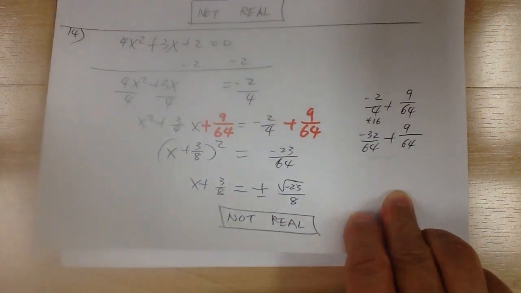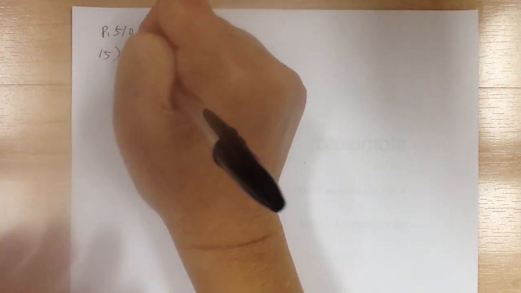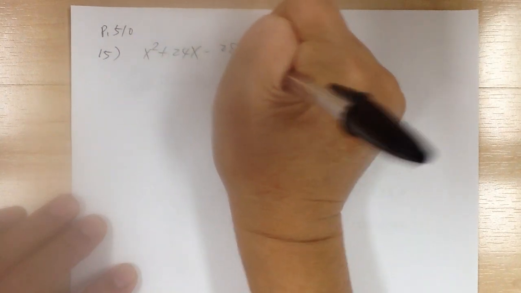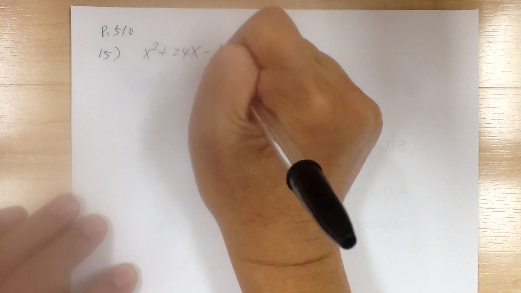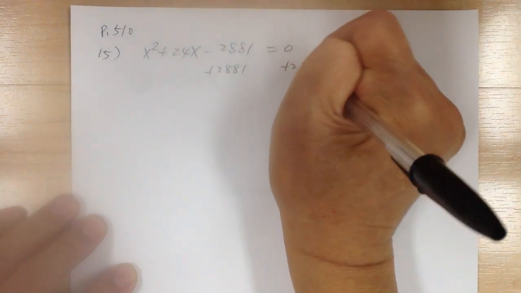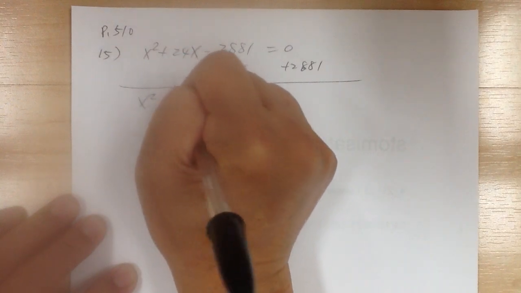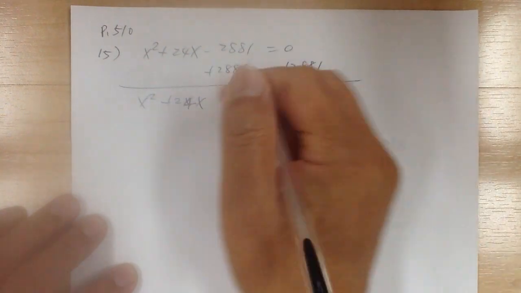Okay, let's go to the next one. You got x squared plus 24x minus 2881 equal to 0. So you can just do the same steps. So plus 2881. You got x squared plus 24x equal to 2881.